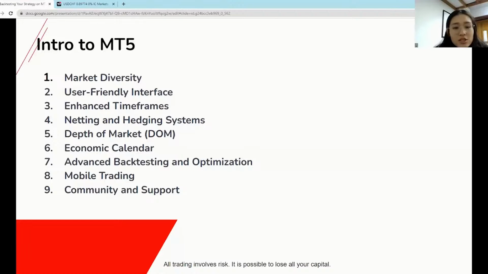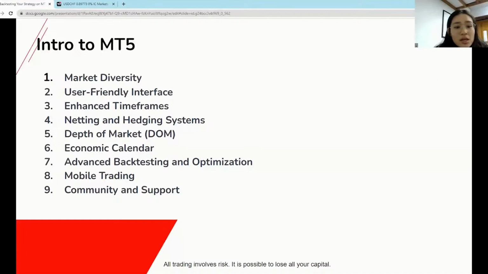Next, netting and hedging systems. MT5 offers both these systems, providing flexibility in trade management. If you're asking what exactly are these, firstly, the netting system allows you to have only one open position per trading instrument. The hedging system enables you to open multiple positions, including opposite directions, for the same trading instrument.